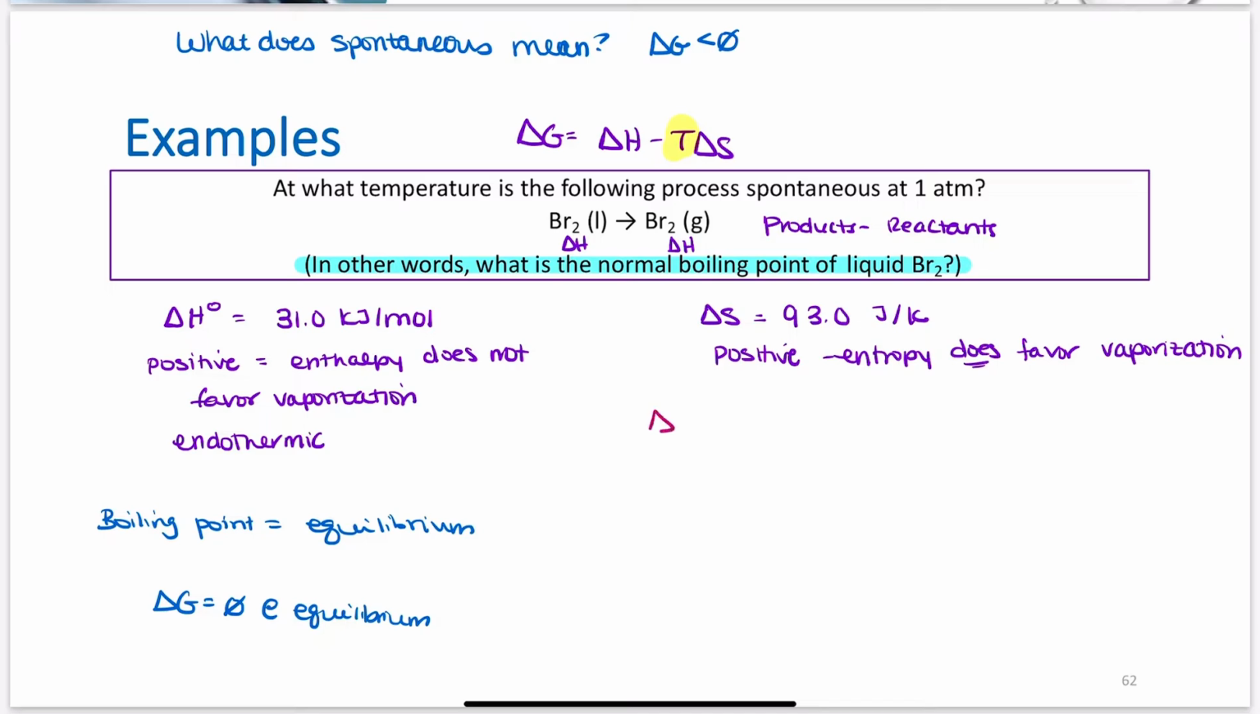So, delta G is equal to 0, is equal to 31.0 kilojoules. When you write it for the reaction, it's just kilojoules. For delta H minus T times delta S, but I need this in kilojoules because I've got the rest in kilojoules, 0.0930, and that's kilojoules per Kelvin.